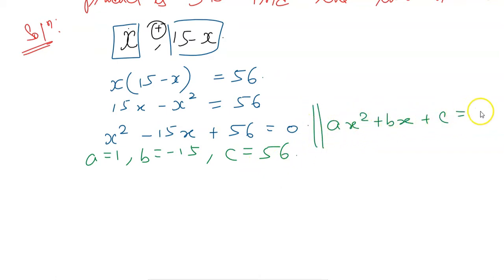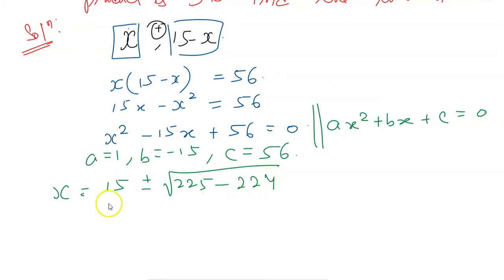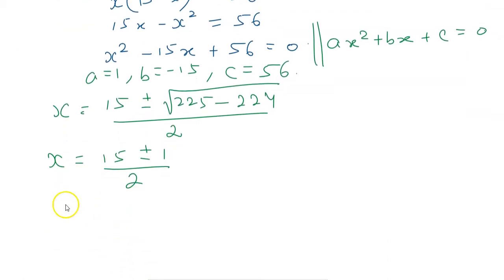Because I compared this with ax square plus bx plus c equal to 0, directly I can get x as minus b, that is 15, plus minus root b square, that is 225, minus 4 into a into c, so that is 224, divided by 2a. So this gives x as 15 plus minus 1 by 2, and from here you can get x as 16 by 2, another 14 by 2.